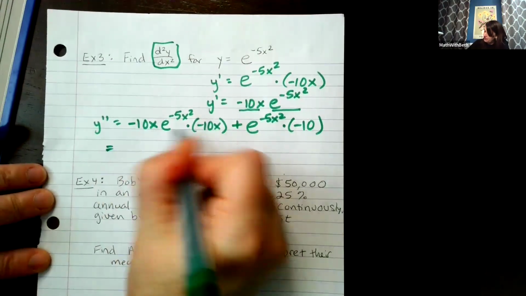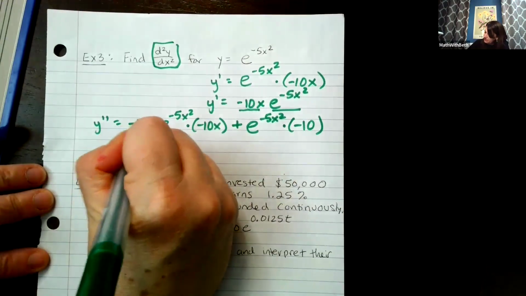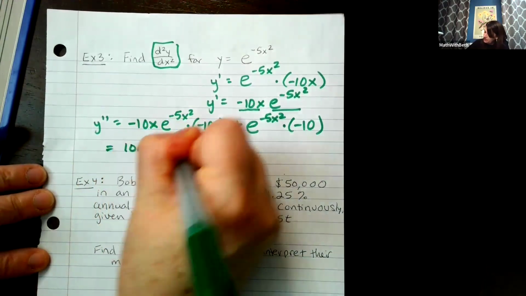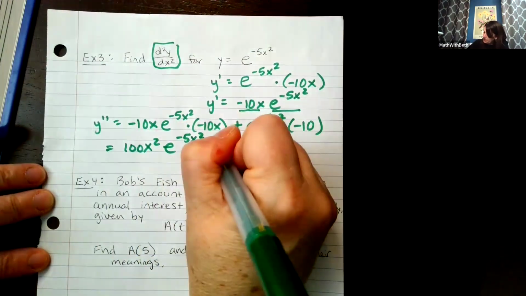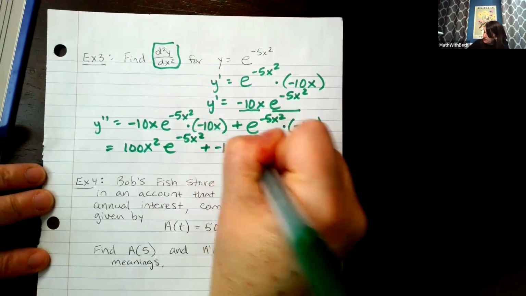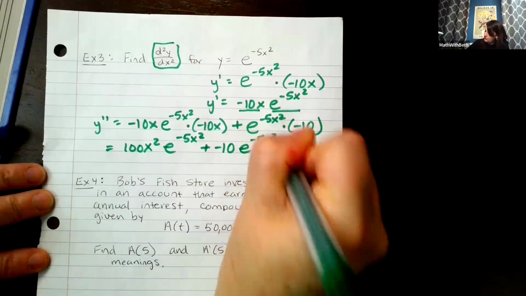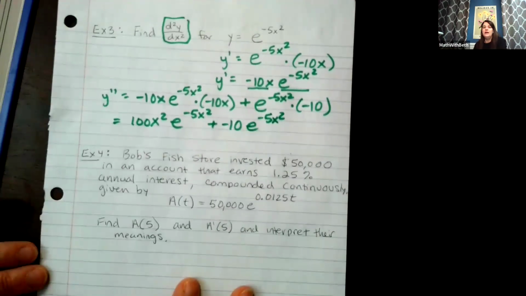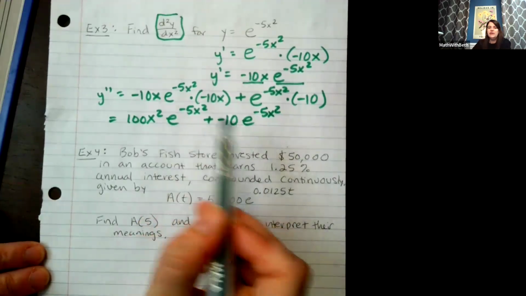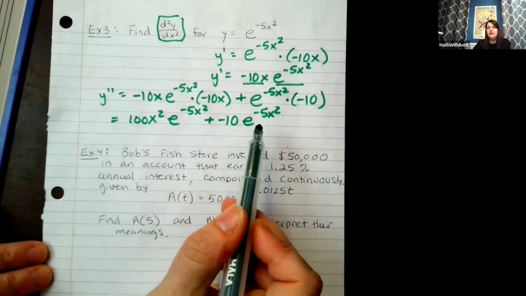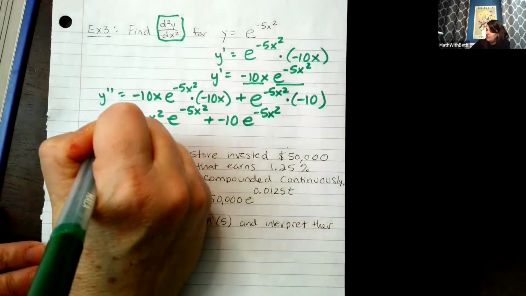So there's a lot going on here. We can bring this out front to make that a positive 100x squared times this. And I could have really put the negative 10 in front, so I didn't need that plus. And then what you'll see a lot of people do is if you have two things that both have the same e, they'll go ahead and factor that out.